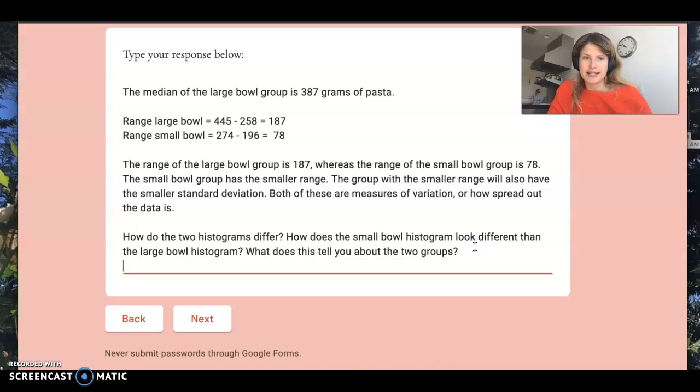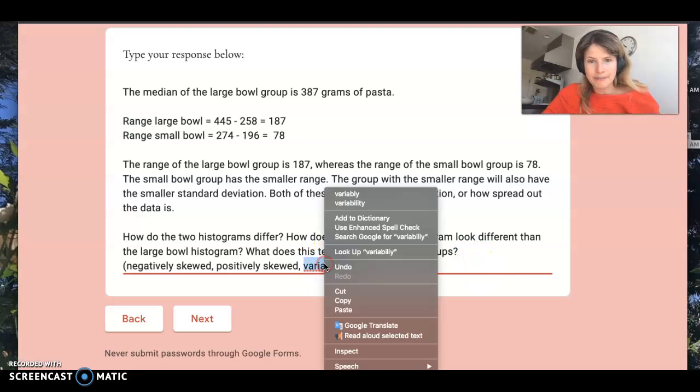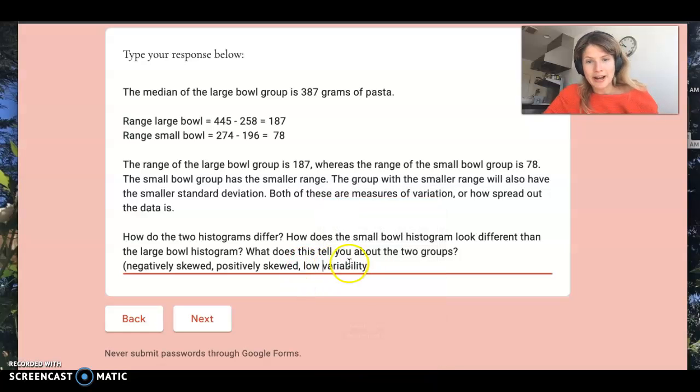As you're answering these questions, some words that would be helpful to use in your response: you could talk about skew. So you can talk about, as he mentioned in the review video, the distributions being negatively skewed, positively skewed. You could talk about variability. So you could talk about low variability or high variability in your response.